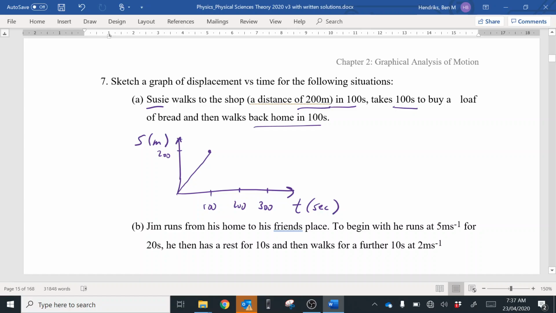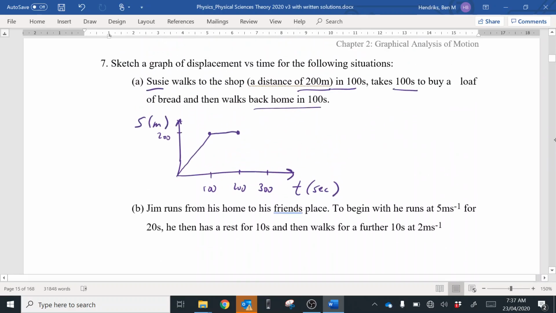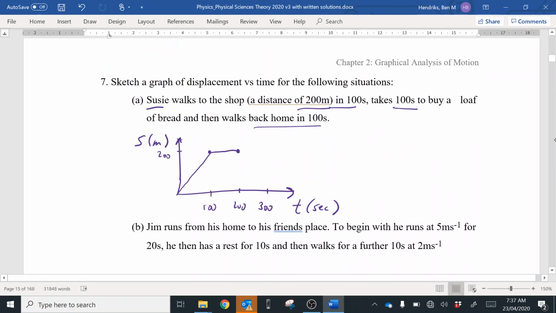It takes 100 seconds to buy a loaf of bread, so we just stay where we are for 100 seconds, and then we finally walk back home in another 100 seconds. So back home is down here at 0. Okay, so our graph should look something like that, but with nice, neat, straight lines.